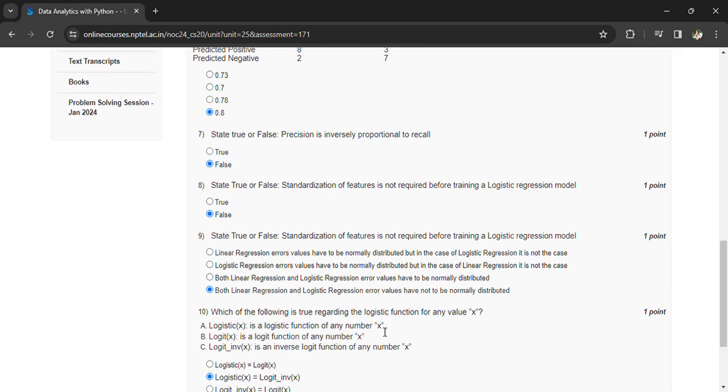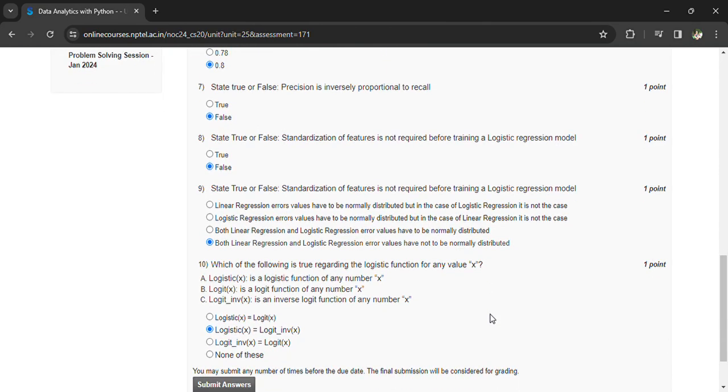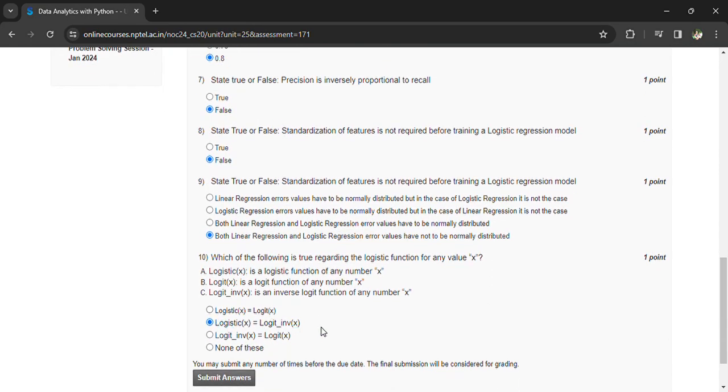Which of the following is true regarding the logistic function for any value of x? Logistic(x) is equal to logit inverse of x.